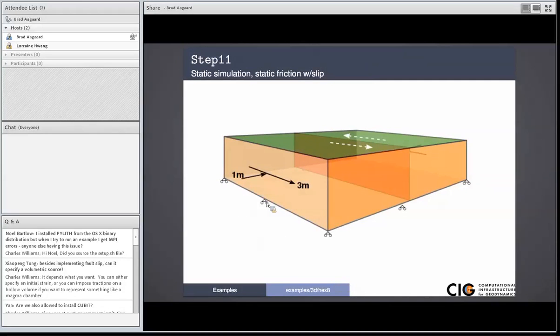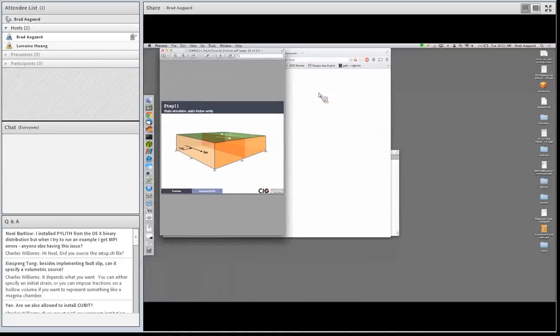So here this is step 11. That's very similar to step 03 when it ran properly in our debugging session. Here we put compression, 1 meter of compression on using Dirichlet boundary conditions, 3 meters of lateral displacement, and then we're going to have the fault slip. So let's go and run this.